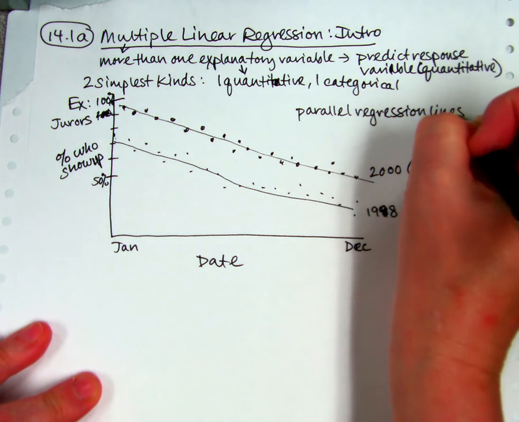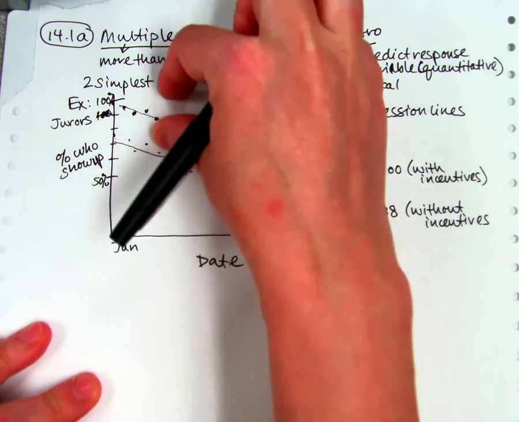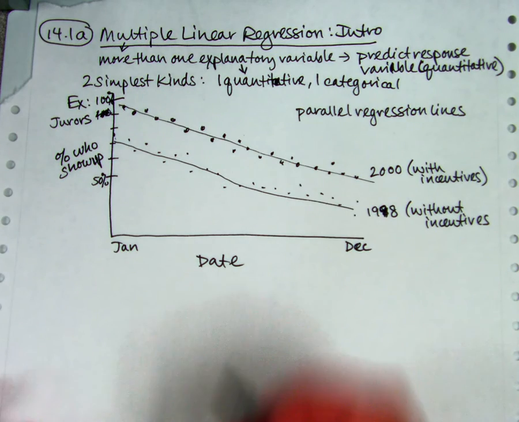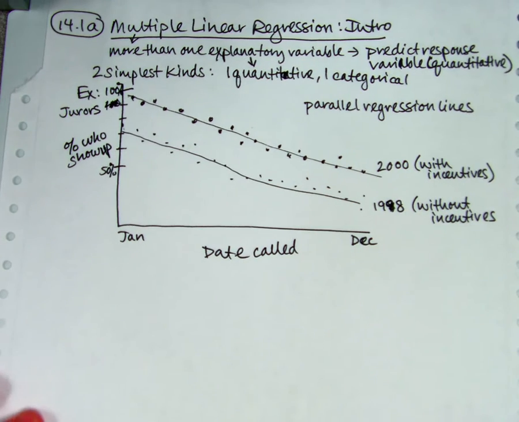In other words, the incentives helped about the same amount all year long, and they just raised the whole thing up a little bit. So that's kind of nice. This is the date they were called to be in the jury, and it went down as the year went by. Still, the incentives didn't stop that downward trend, but it did seem to help a little bit.